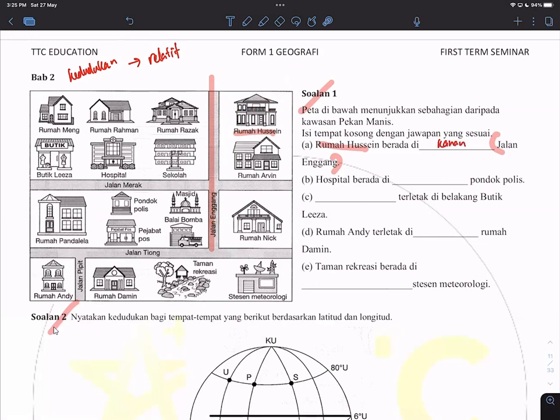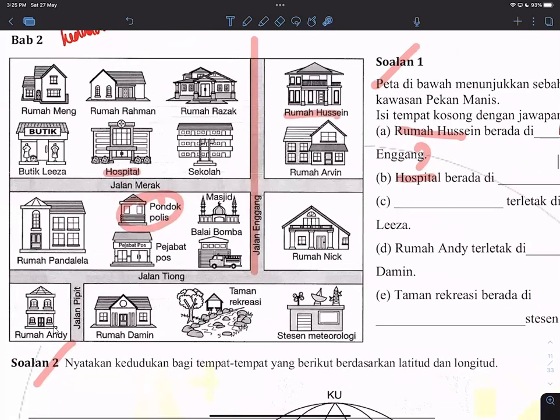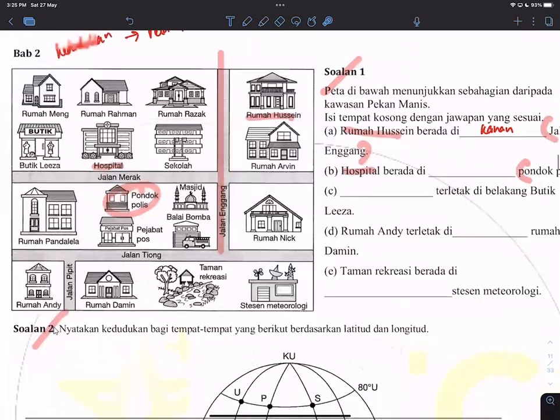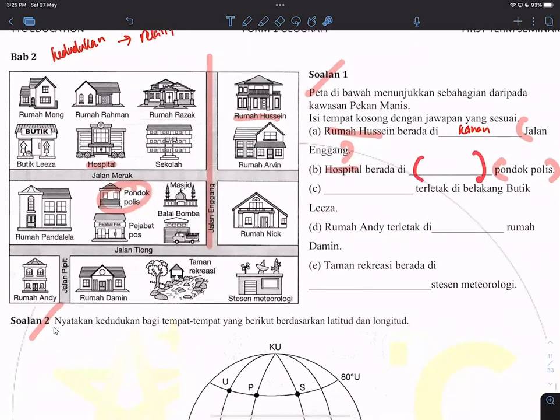So B, hospital. Okay, so down for the rumah Husin. Hospital. And then Pondok Police, which is here. So hospital, this is the part. Guys, answer. Remember, this is Jalan Raya, Jalan Merak. Pondok Police is facing this part. Hospital also facing each other, correct? So guys, any questions? No questions? Then what's the answer?